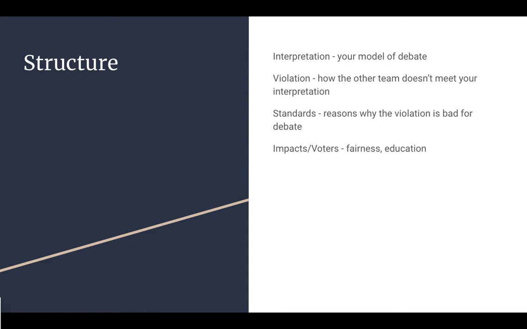Then the second part, very similar to topicality, is the violation, how the other team doesn't meet your interpretation. For topicality, how they don't meet the interpretation of your word. For theory, how the other team is doing something that breaks the rule that you're proposing. Then we have standards, same as topicality, reasons why the violation would be bad for debate, and then finally impacts and voters, which just like topicality are usually just fairness and education.